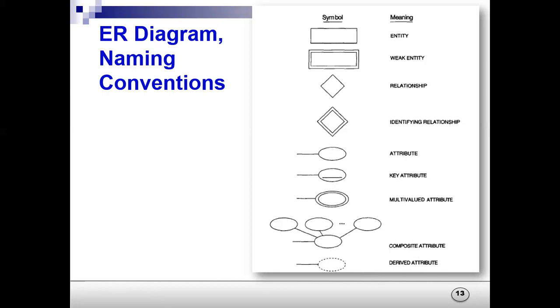Till this point, any confusion? No, ma'am. Okay, just take a screenshot of this image.